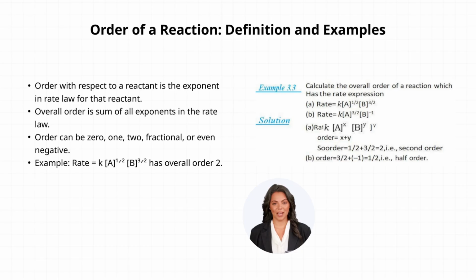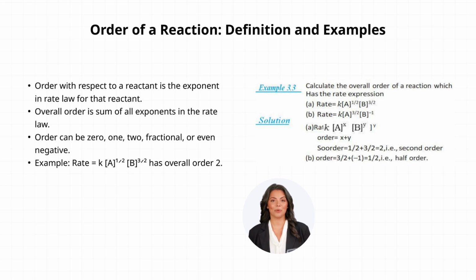Great job keeping up! Now, let's unlock how to find the order of a reaction. Each exponent in the rate law, like the ones you see here on your screen, shows the order with respect to each reactant. The overall order is the sum of these powers. For example, in the first rate expression, the power of A is 1/2, and that of B is 3/2. Adding gives an overall order of 2.